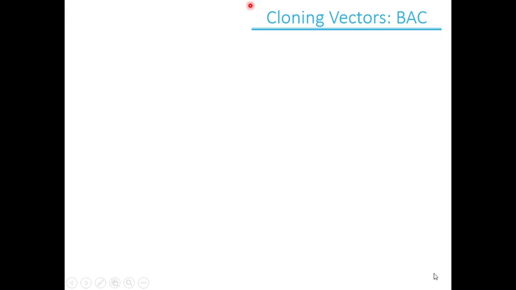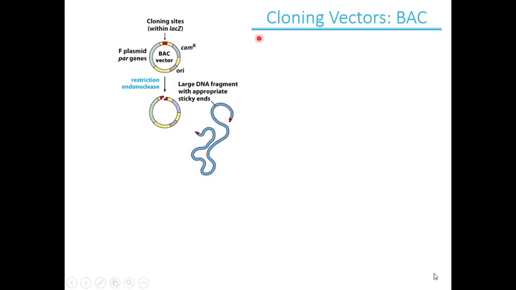Researchers sometimes want to clone much longer DNA segments than can typically be incorporated into standard plasmid cloning vectors, such as the ones that we saw before, like pBR322. Now, to meet the need, plasmid vectors have been developed with special features, as shown here. Large segments of cloned DNA have been added, and this is a typical large DNA, about 100,000 to 300,000 base pairs.